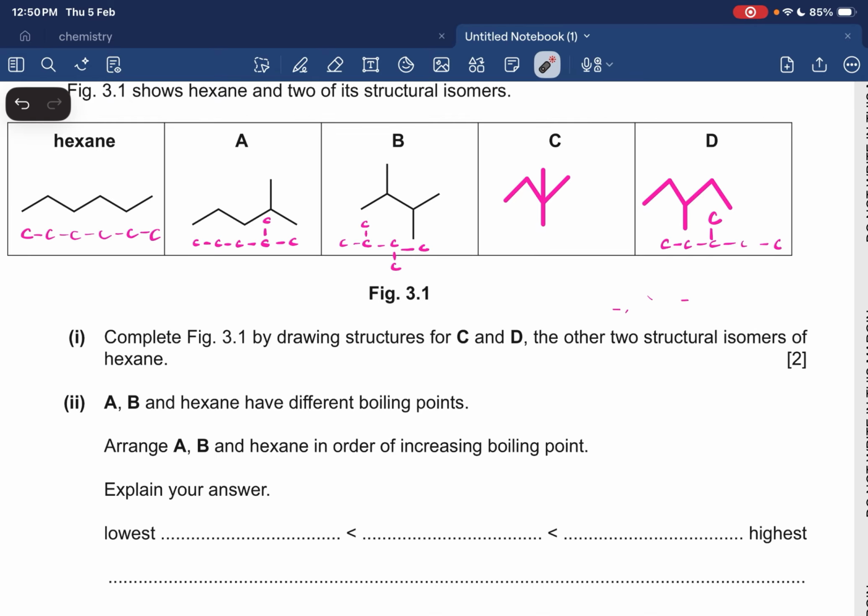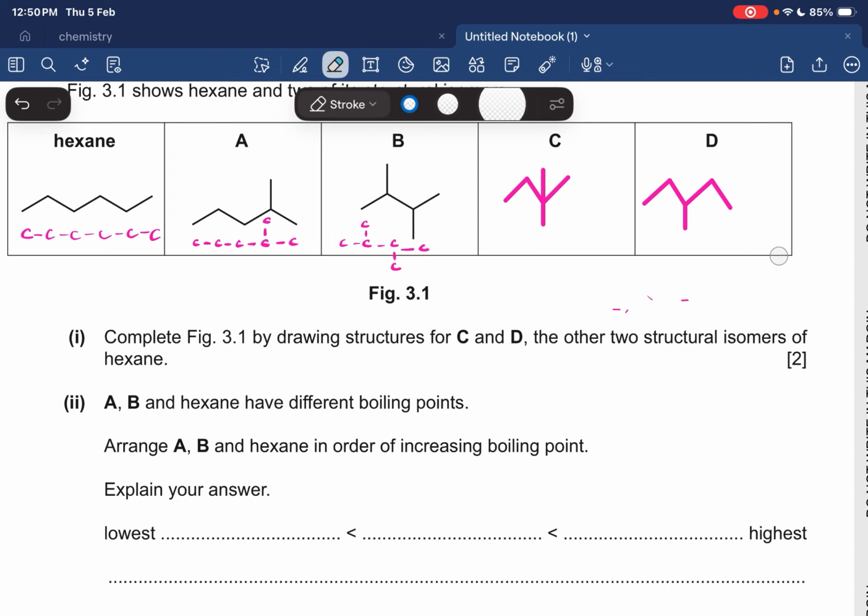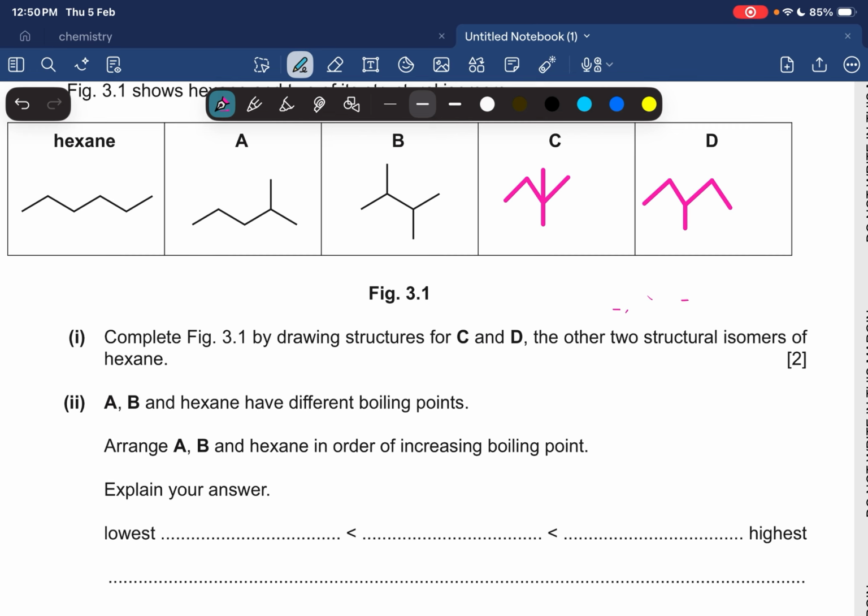Okay, so now I erase whatever I've done because the examiner is going to be like, oh my god, I asked for the structural formula and you were writing the other one, right? A and B and hexane have different boiling points. Yeah, they're going to have because of their different chains, right? Arrange A, B, and hexane in order of increasing boiling point. So the highest is going to be hexane, right? Why? Because the straight chains have the highest melting points. Why?